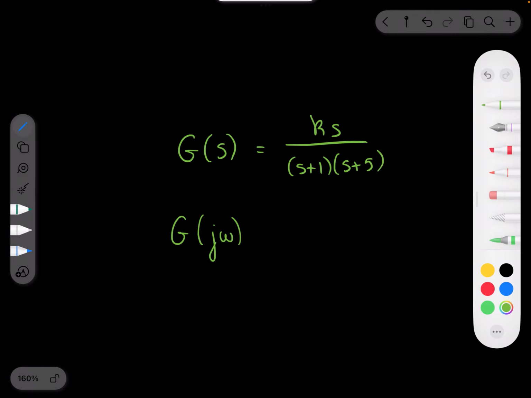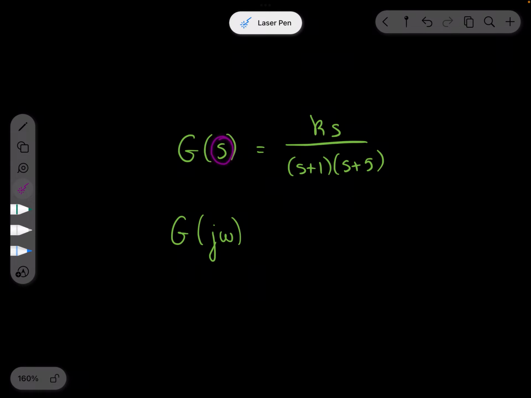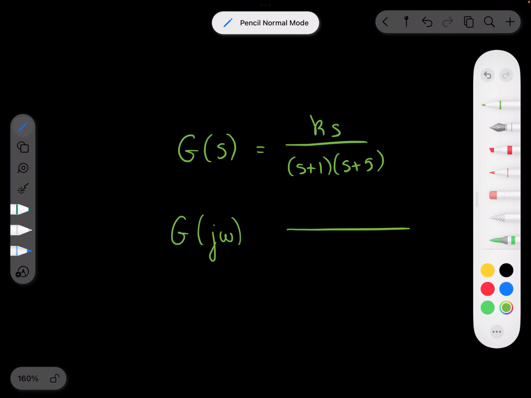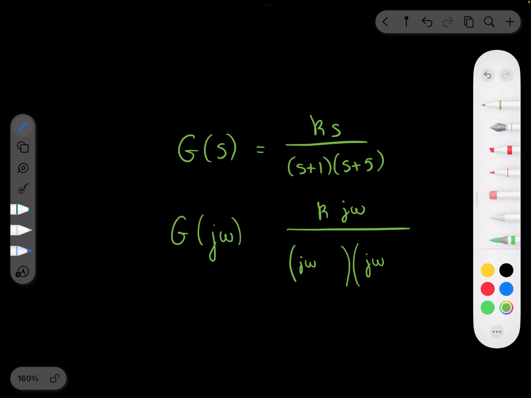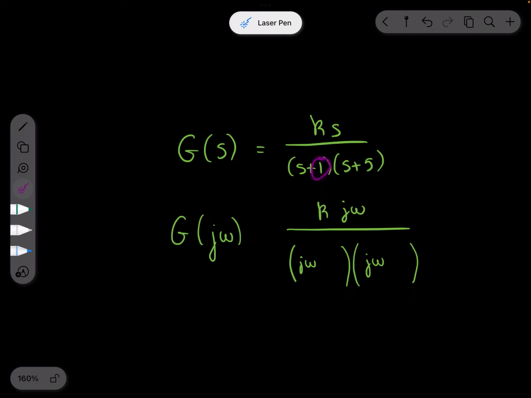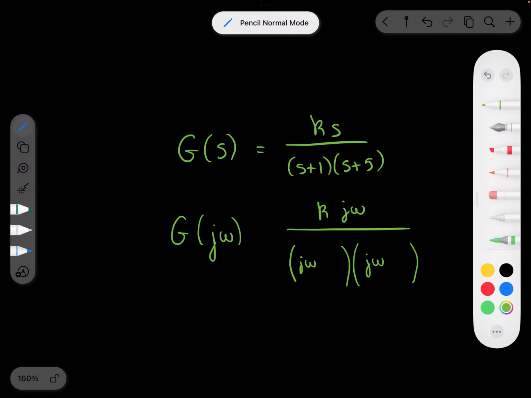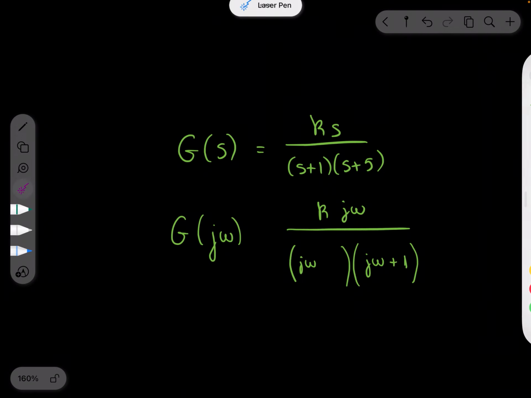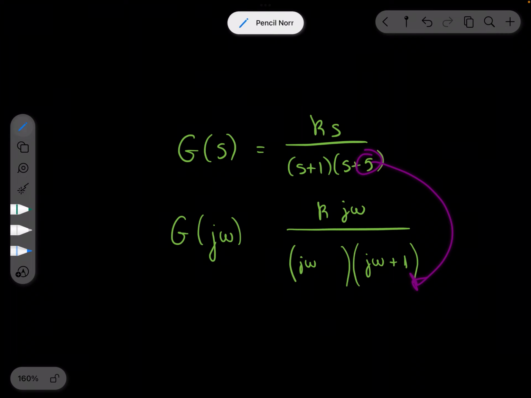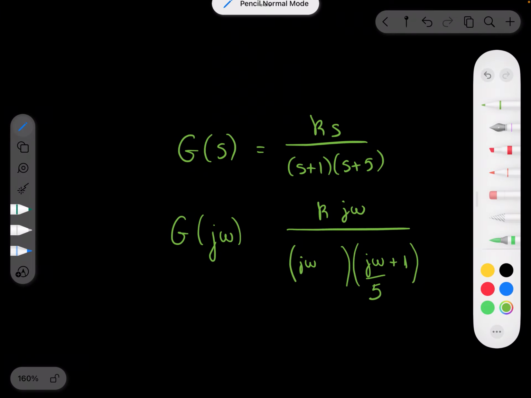So how do we do this? Basically, wherever you see S in the transfer form, you're going to be rewriting it as J omega. That's the first step. So in the bracket you have J omega, and the second step would be whatever value you have in the brackets that is not equal to +1, we're going to have to change it to make it equal to +1. So here, I'm going to have to divide by 5, the value of J omega you're dividing.